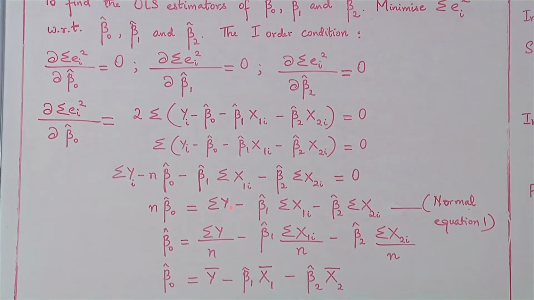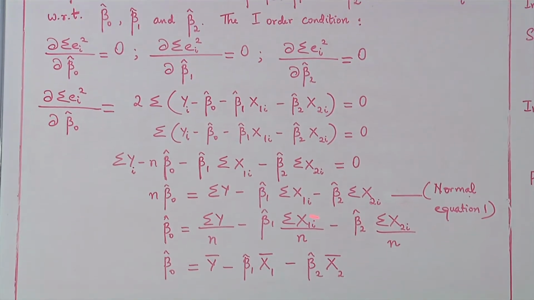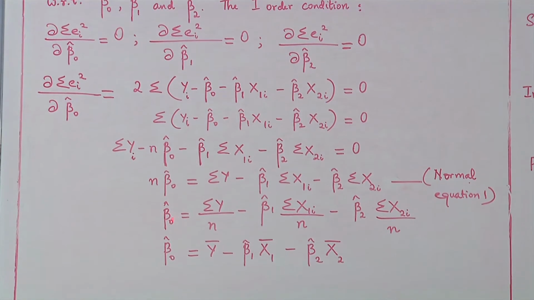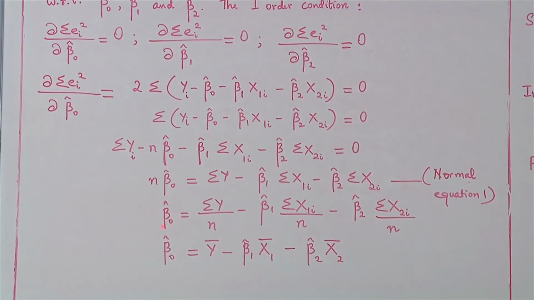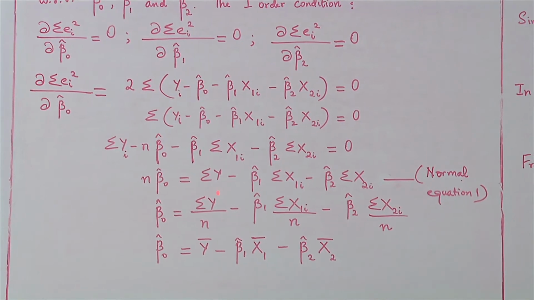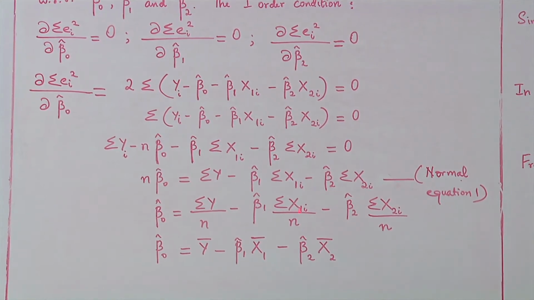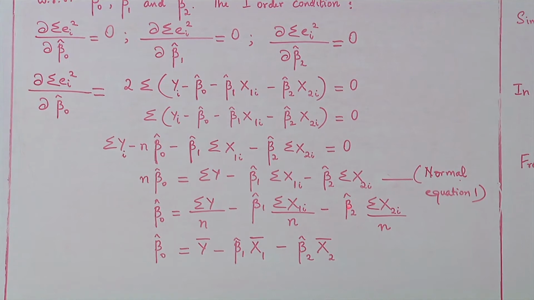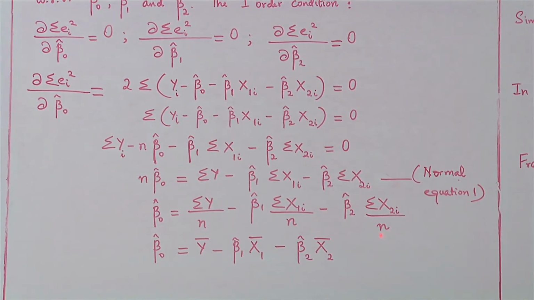So, when you go with it, you get a normal equation. This equation is called normal equation 1, and if you rewrite it keeping beta naught hat on one side, you get sigma y by n minus beta 1 hat sigma x1i by n minus beta 2 hat sigma x2i by n.